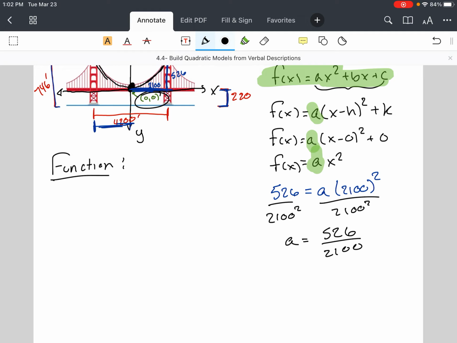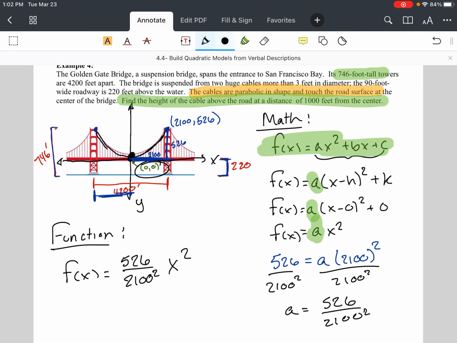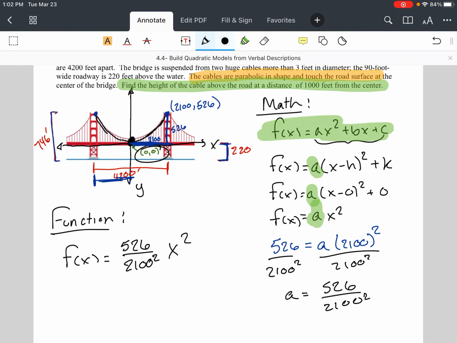Okay, so the function that we can use, I'm going to write it over here. The function is going to be f(x) = 526/2,100² x². We've simplified it as far as it'll go. Okay, so we have our function. Now all we've got to do is figure out what they're asking for.